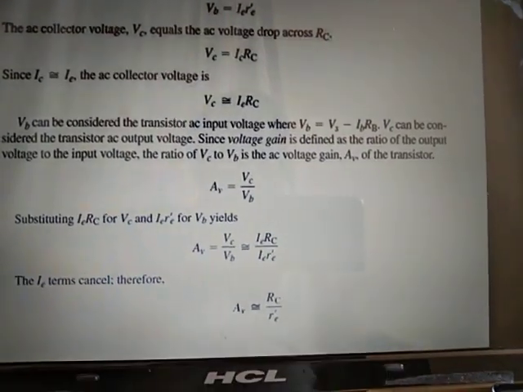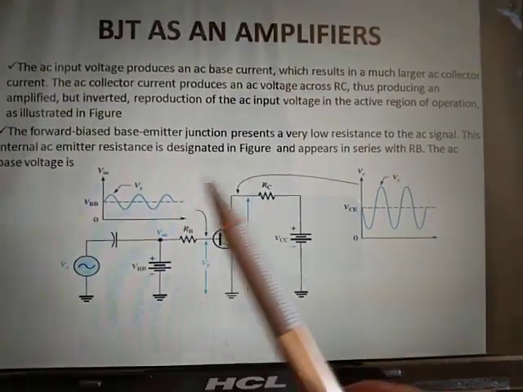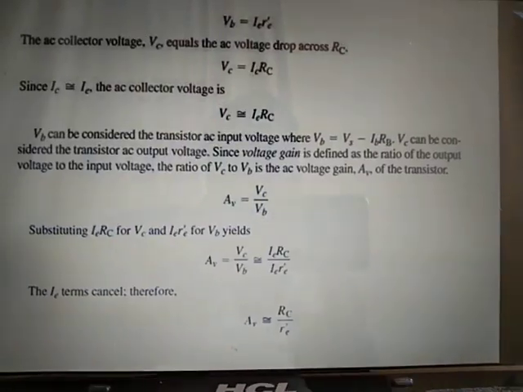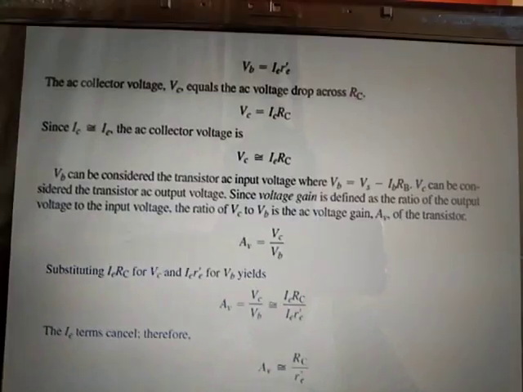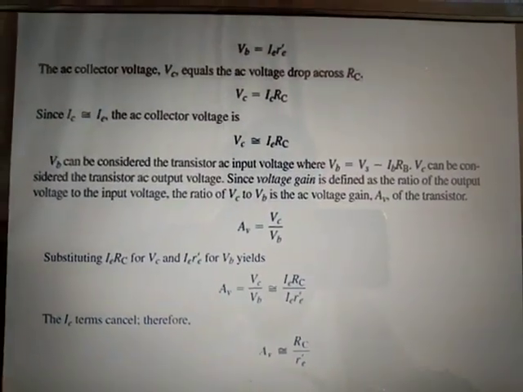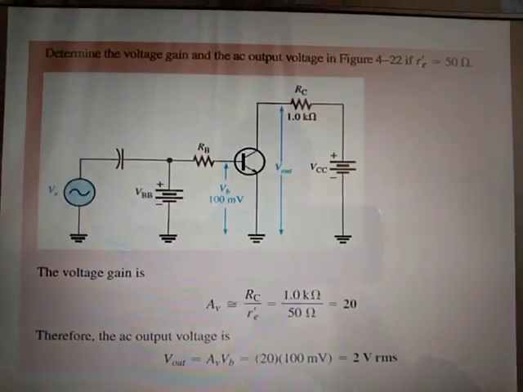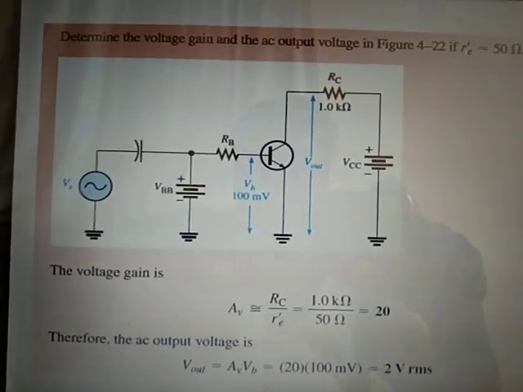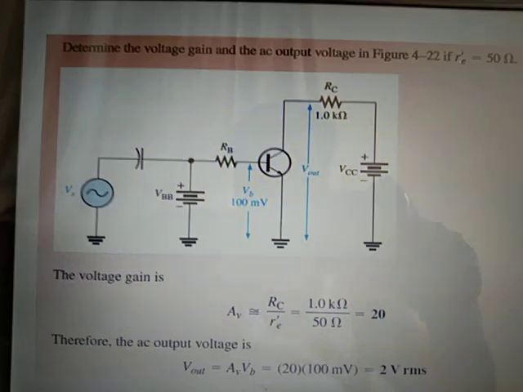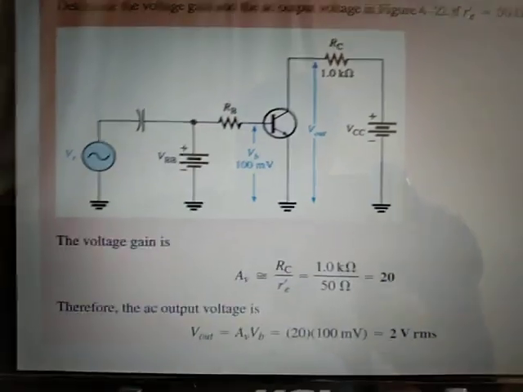The gain of this full circuit amplifier is therefore AB is equal to RC by Re dash. This is the BJT as an amplifier, the first transistor. Next, this is one problem using the transistor circuit. Determine the voltage gain and the AC output voltage in this figure.